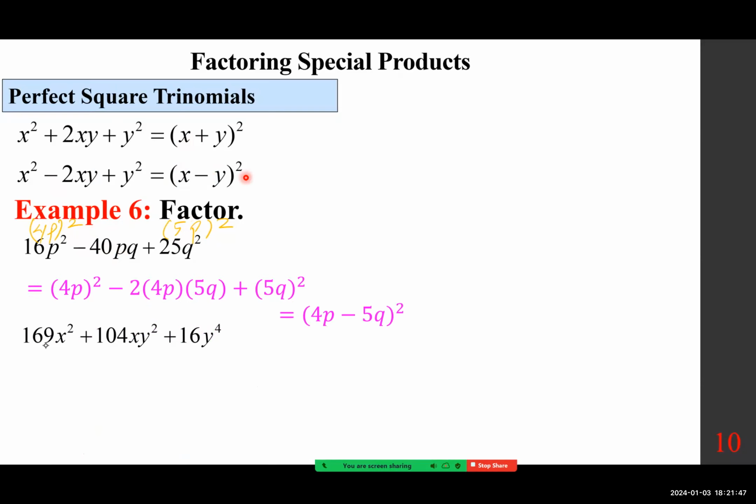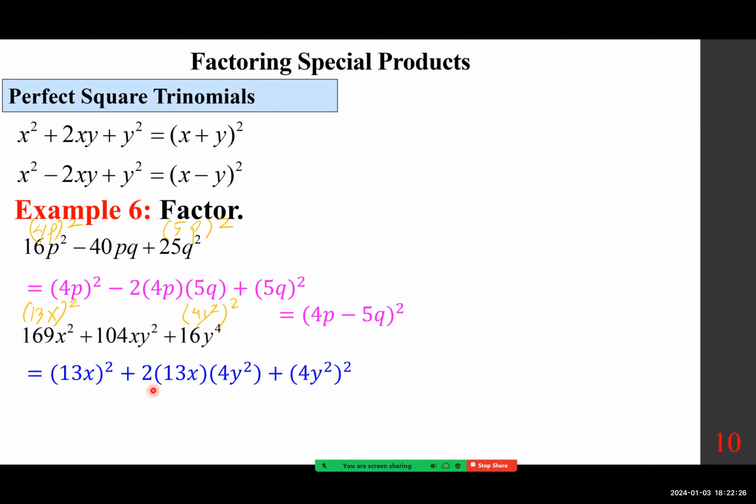We do the same thing here. This is 13x quantity squared. This is 4y squared quantity squared. If you multiply these two, 13 times 4 is 52xy squared. Times 2 makes it 104. So that's fine. It's a plus sign, so we go with the plus sign. So plus 2. This is the key. The 2 must be there.